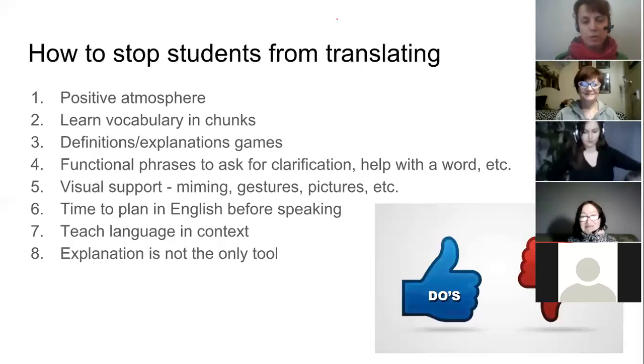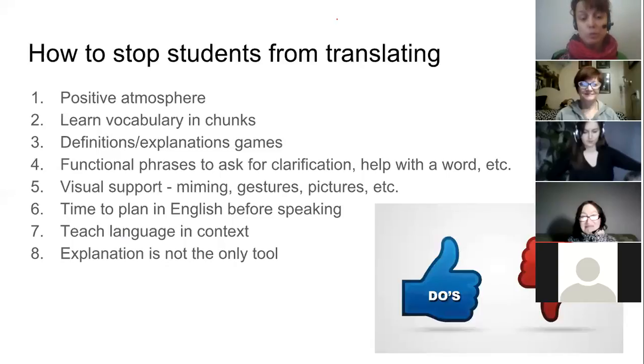Visual support, we've discussed that. Miming, gestures, pictures, videos, whatever helps you. Timelines for grammar, so something that is actually less language, whatever language it is, and more visual. Time to plan in English before speaking. When we come to our speaking activity, they should have 1 minute, maybe 2, depending on what exactly they're going to do, to plan what they're going to say. Encourage them to make notes in English, and you have a special tool on the platform for that. So if they type something in English, they can use those notes instead of translating in their head.